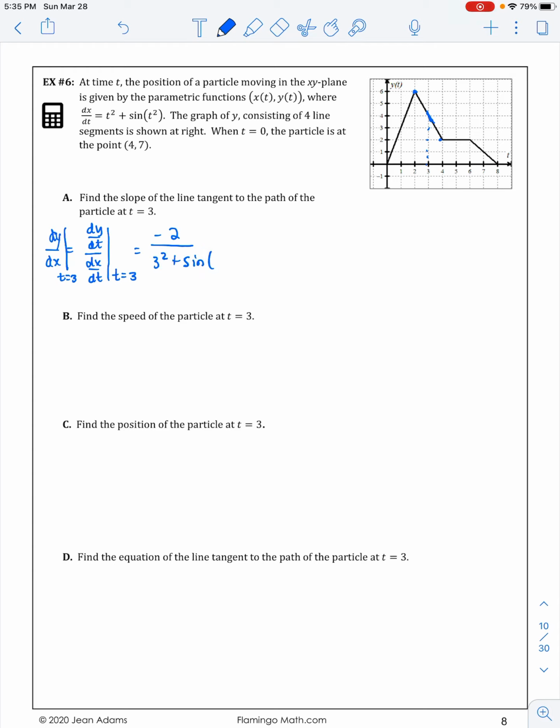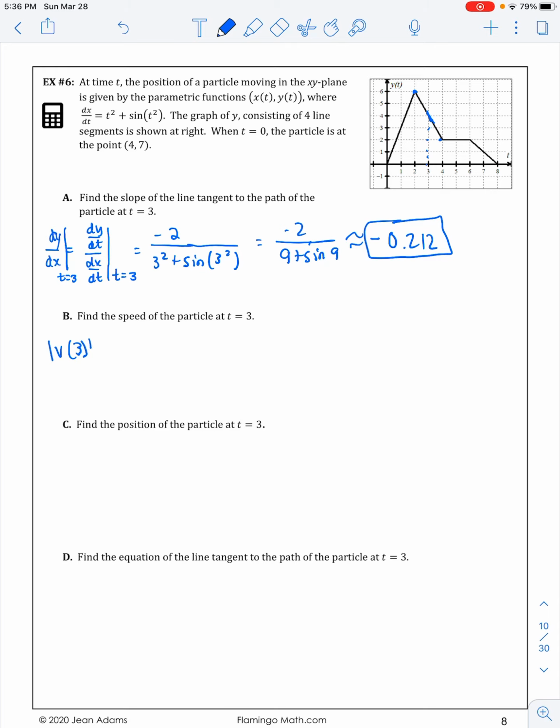And then dx dt at 3 is going to be 3 squared plus the sine of 3 squared. Sorry. So negative 2 over 9 plus the sine of 9. And if we put that in our calculator, we should get approximately negative 0.212. So that would be the slope of the line tangent to the path of the particle at t equals 3.